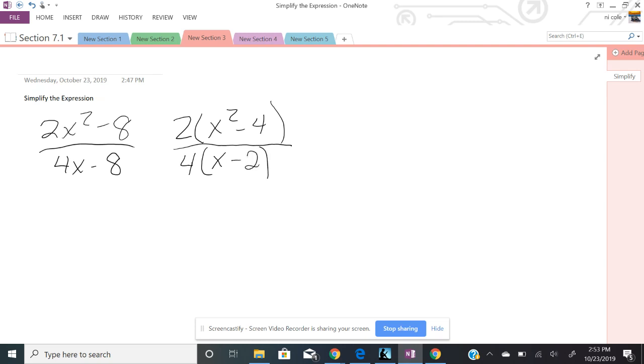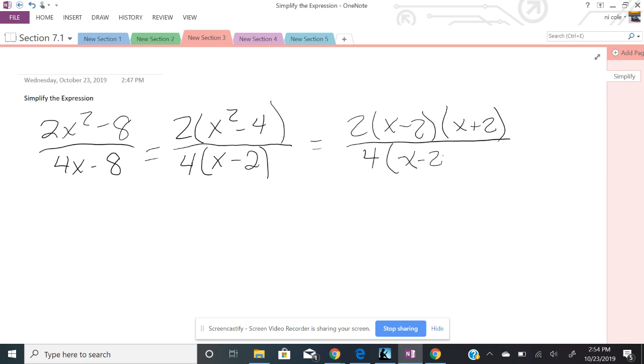Now I look at this one. Can I factor it more? The answer is yes, because this is a perfect square. x times x gives me x squared, 2 times 2 gives me 4, and it's a minus. So that's the same as 2 times (x minus 2)(x plus 2), all over 4 times (x minus 2). I have an x minus 2 and an x minus 2.